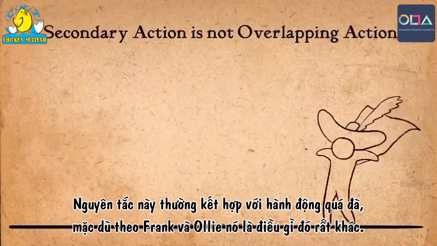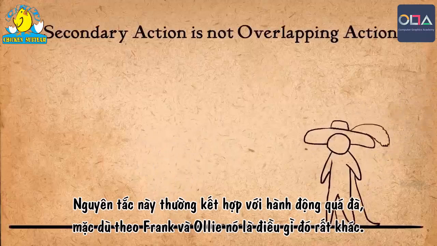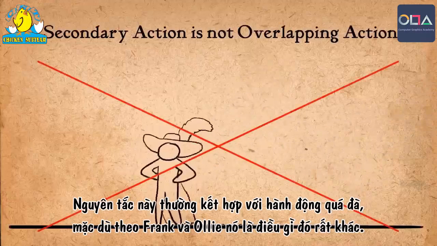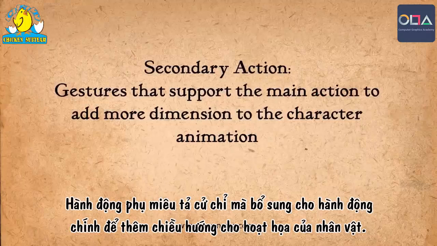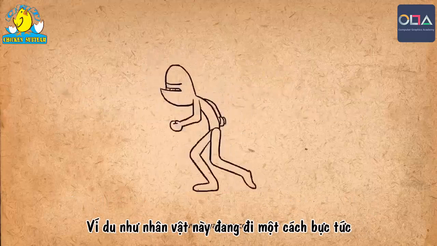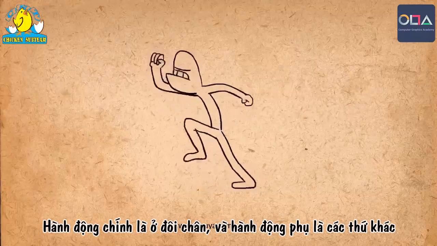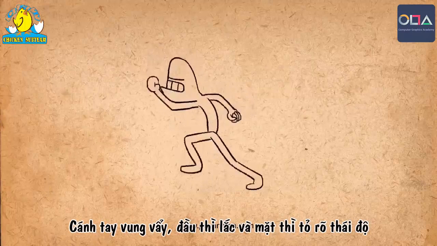Secondary action. This principle is often associated with overlapping action, although according to Frank and Ollie, it means something very different. Secondary action describes gestures that support the main action to add more dimension to the character animation. For example, a character may be walking angrily. The primary action is the legs, and the secondary action is everything else. The arms swinging, the head bobbing, and the facial movements.